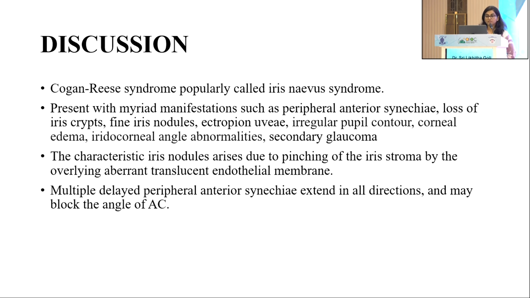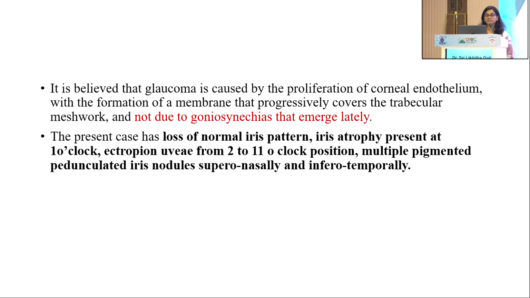Discussion: Cogan-Reese syndrome, popularly called Iris nevus syndrome, presents with a myriad of manifestations such as peripheral anterior synechiae, loss of iris crypts, fine iris nodules, ectropion uveae, irregular pupil contour, corneal edema, iridocorneal angle abnormalities, and secondary glaucoma. The characteristic iris nodules arise due to pinching of the iris stroma by the overlying aberrant translucent endothelial membrane. Multiple delayed peripheral anterior synechiae extend in all directions and may block the angle of the anterior chamber. It is believed that glaucoma is caused by proliferation of corneal endothelium with formation of a membrane that progressively covers the trabecular meshwork, and not by the gonial synechiae that emerge later.